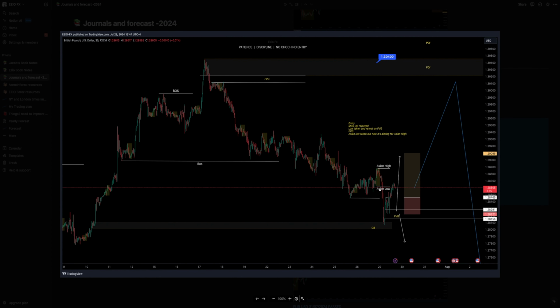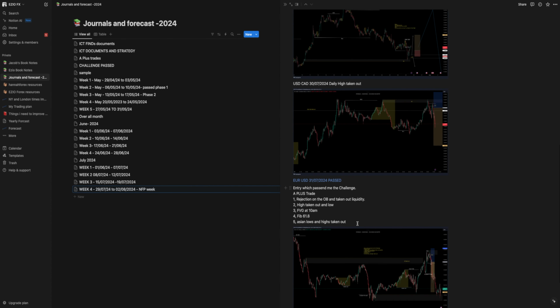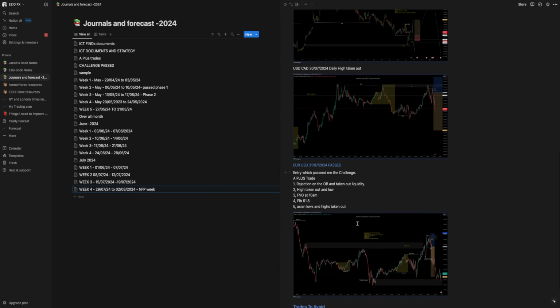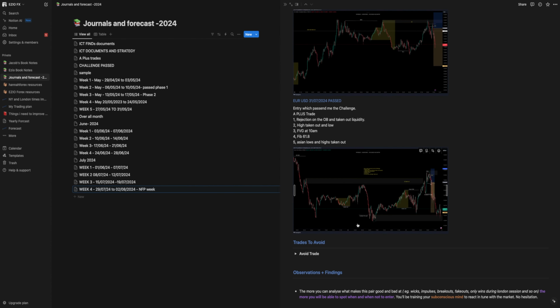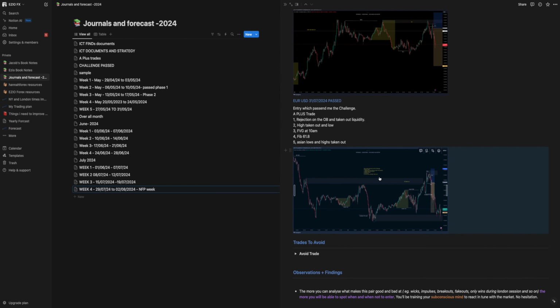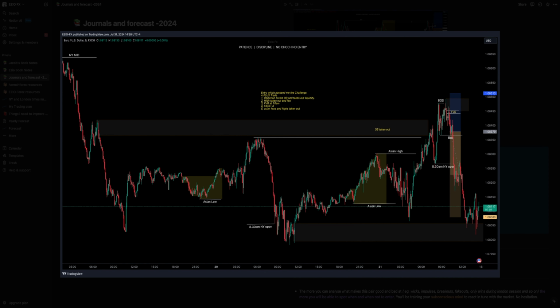So it is probably heading towards the Asian high. So the Asian low was taken out. That's another thing I do look at. My winning trade was that I did beat. Where was it? Oh, this one. This one passed me my funding challenge, 5k. So the high was taken out on an OB. You got another low there. It's BOS.